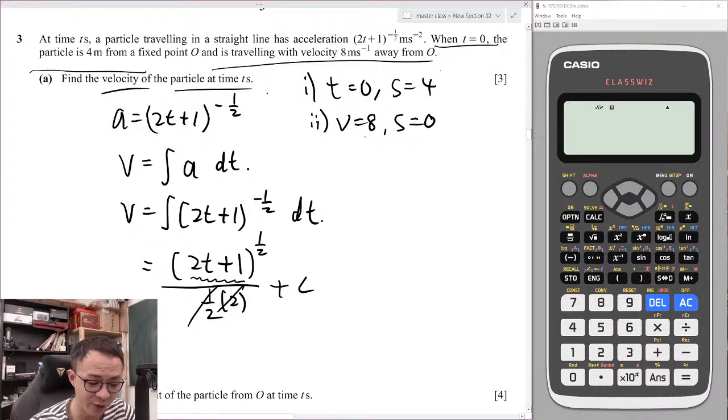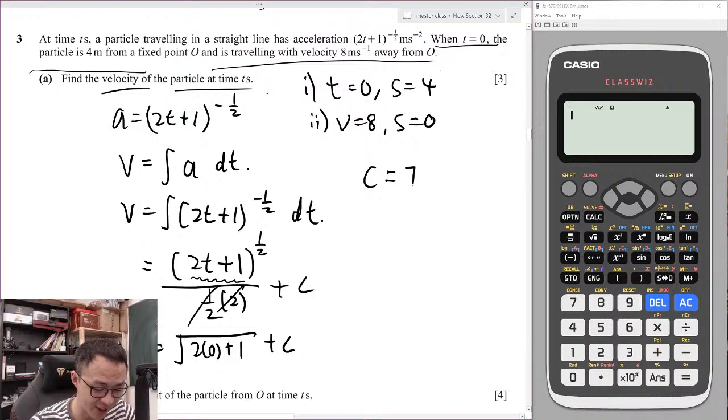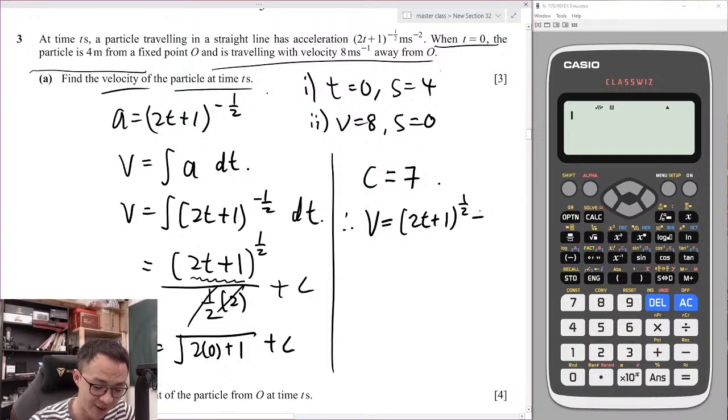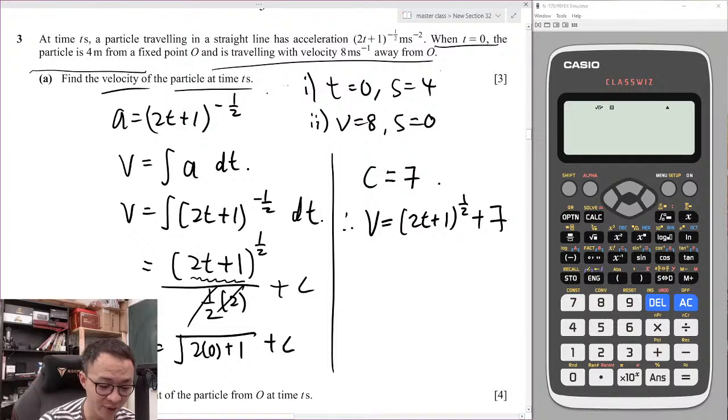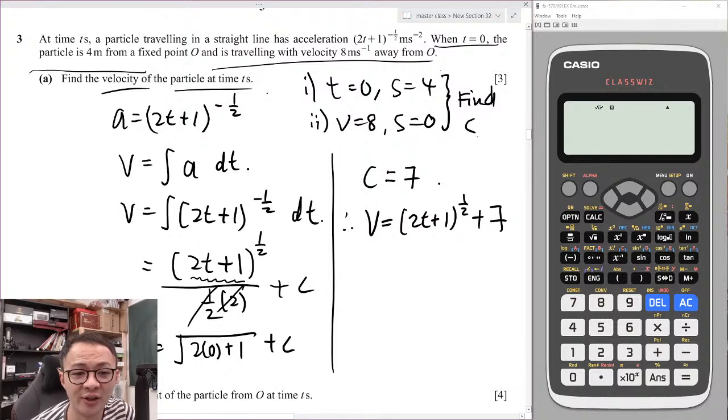So I have my v equals to the square root of 2t plus 1, plus c. My t is equal to 0, right? So 2 times 0 plus 1, plus c. So this is square root of 1, which is 1. So that my c is equal to 7. Therefore, my equation of v will be (2t plus 1) power of half plus 7. Okay, so it's quite simple. So the purpose of all this information is to help you find the c value when you do the integration.